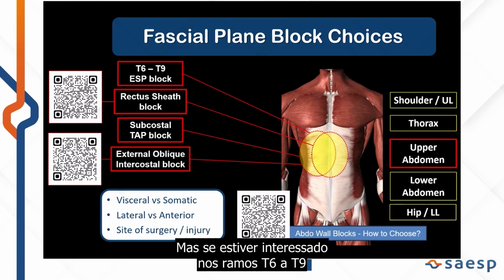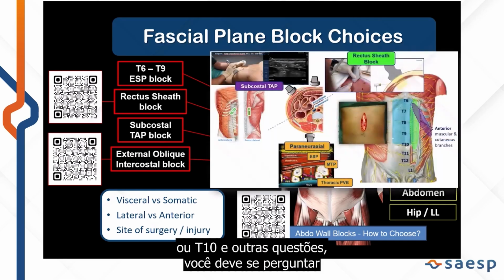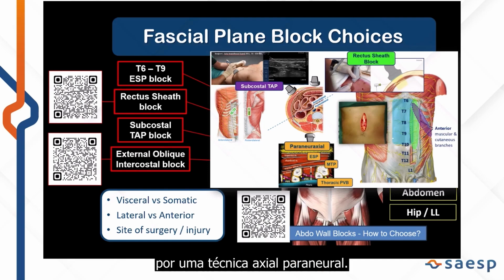Now, you're interested in the T6 to T9 or 10 branches, and other questions you should ask yourself is whether you're trying to cover the antero or lateral aspects of the abdomen or both, and whether visceral pain is going to be a big component, because visceral analgesia can only be provided by a paraneuraxial technique.